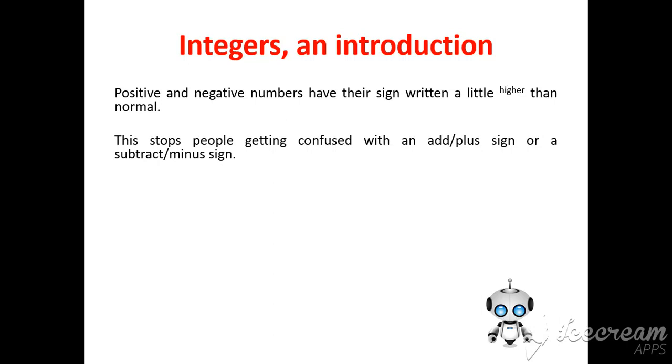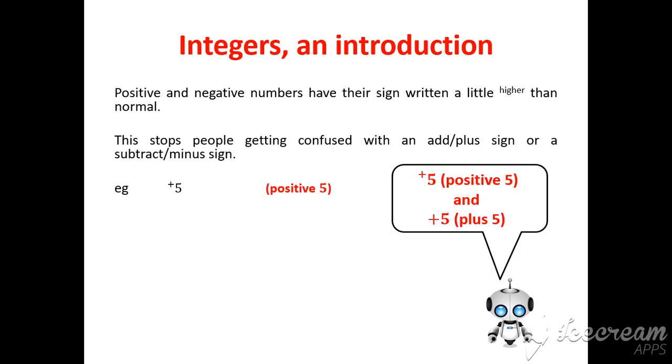Okay, so positive and negative numbers have their sign written a little higher than normal. This stops people getting confused with the add plus sign or a subtract minus sign. So let's go through some examples and show you what we mean by this. If I write down positive 5, notice it's a little bit higher than it should be at the front instead of a plus. We say this is positive 5.